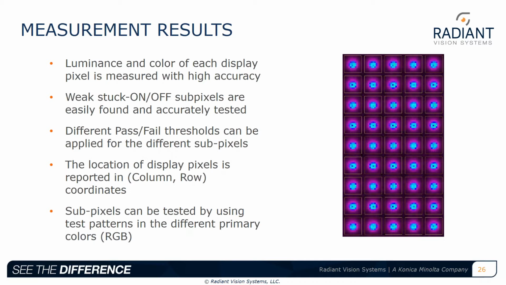The measurement results show the measurement of the luminance and color of each display pixel with high accuracy and identify bad pixels of the display. These are pixels with insufficient luminance or those with some problems. These pixels can be identified by setting different pass-fail criteria, and the exact pixel coordinate, column and row within the display, can be returned as a result.